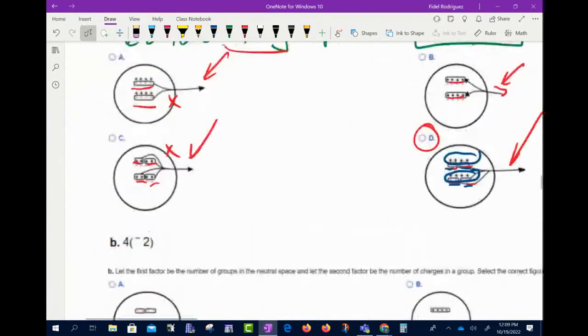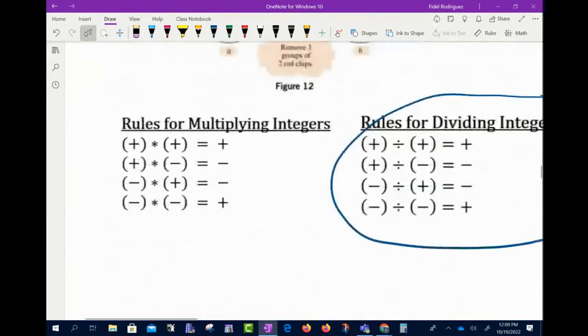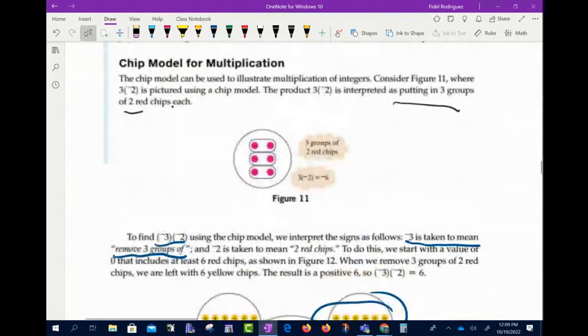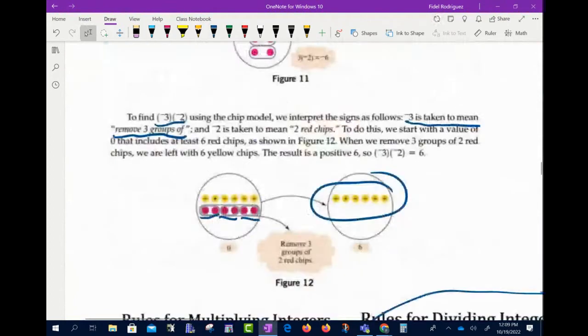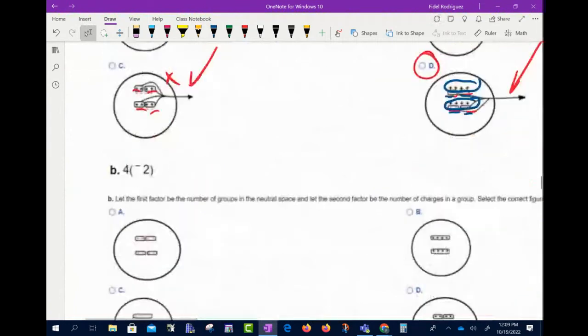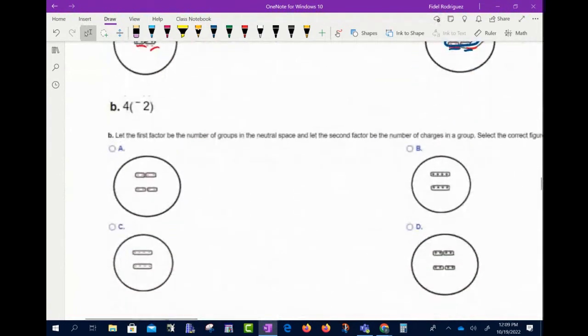Okay. Let's see. The next one is, I'm just going to scroll back up here because I want to look for something. Okay. So the next one here, y'all, is 4 times negative 2. What this means is I want 4 groups of the 2 negatives, okay?